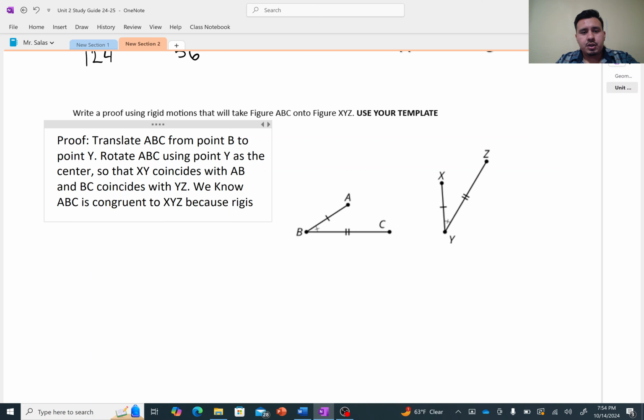because rigid motions preserve. They preserve what? What stays the same? The measure stays the same. They preserve measure.